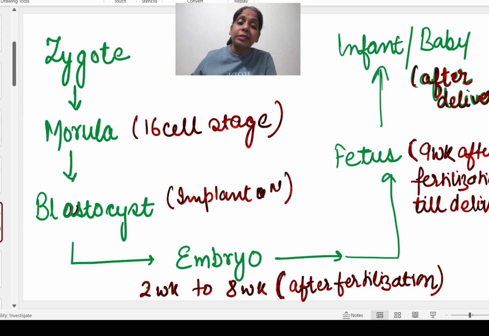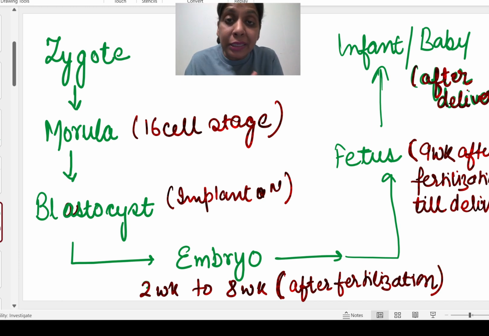Implantation occurs on the 6th day of fertilization. In a similar way, when I'm saying that the embryo stage is up to 8 weeks, it means it is after fertilization. So whenever we are talking about zygote, embryo, morula, all this we talk about after fertilization. Okay, always remember this. Once again I'm telling you, they are after fertilization.